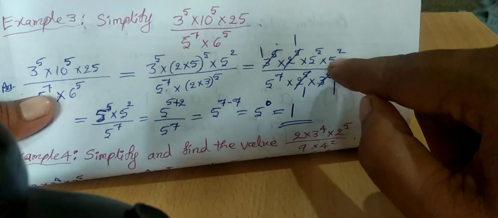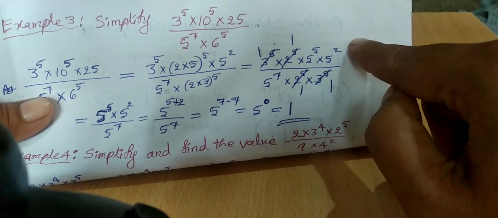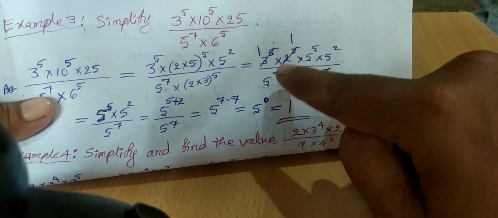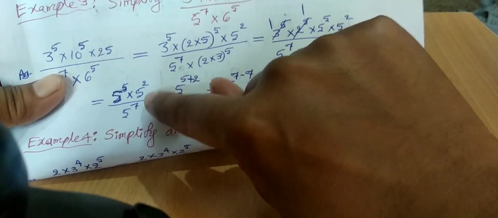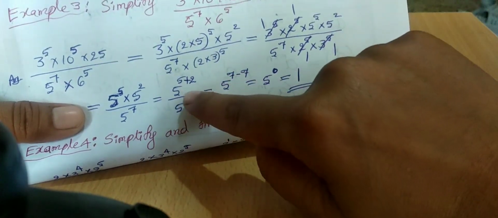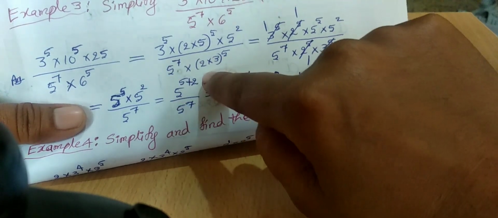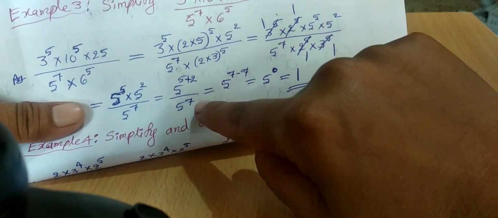What remains is 5 to the power 5 into 5 square divided by 5 to the power 7. Thinking again as a to the power m into a to the power n, it became 5 to the power 5 plus 2 divided by 5 to the power 7.